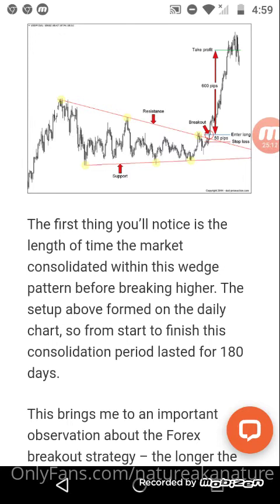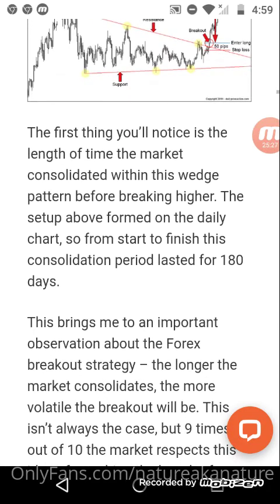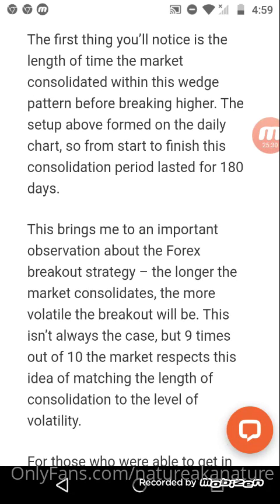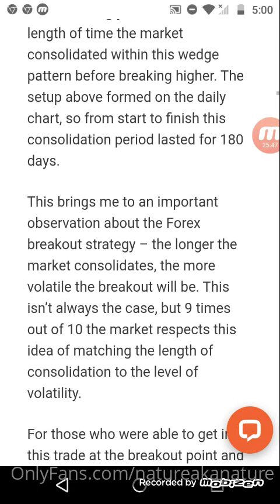This brings me to an important observation about the Forex breakout strategy: the longer the market consolidates, the bigger the breakout will be. This isn't always the case, but nine out of ten times the market will respect this idea of matching the length of the consolidation to the level of volatility. For those who got into this trade at the breakout point and rode it, there was a massive gain to be had.